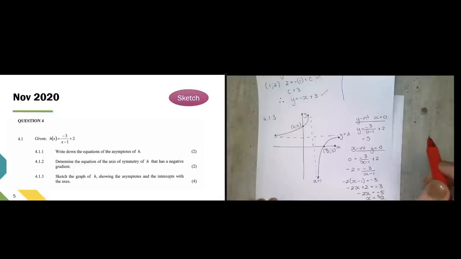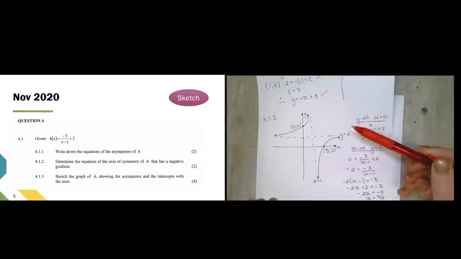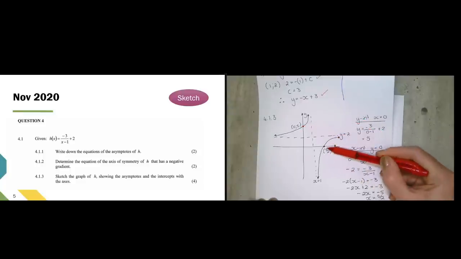And grade 12s, this is why it's so important that you indicate everything on the graph that they asked. They said, sketch the graph showing the asymptotes. Yes, I've got my asymptotes in. And the intercepts with the axes, so the x and the y intercept. So where did the 4 marks go?